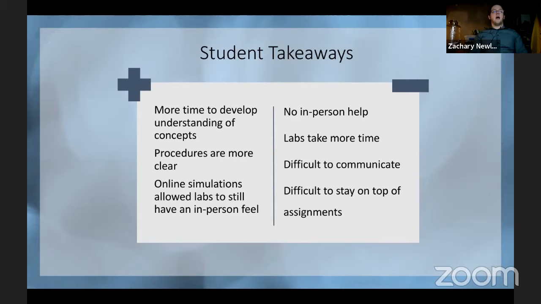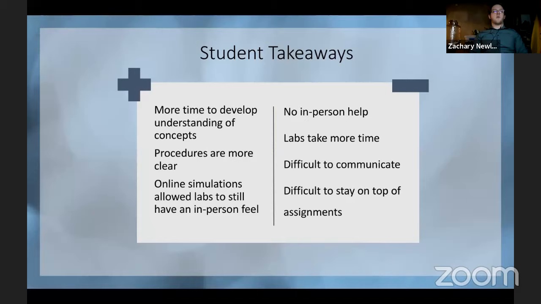Chemistry students also mentioned that their procedures were more clear, as they were able to watch the instructor do it once correctly and write down what they did instead of creating their own, as many people are aware that WPI does in their chemistry courses. And then also something we noticed in the physics classes, the online simulation still allowed labs to have an in-person feel, which was very useful for them in staying focused and on topic about what they're trying to complete in their laboratories.